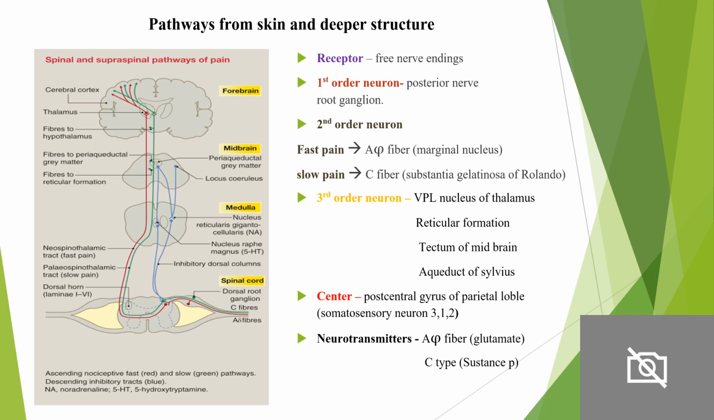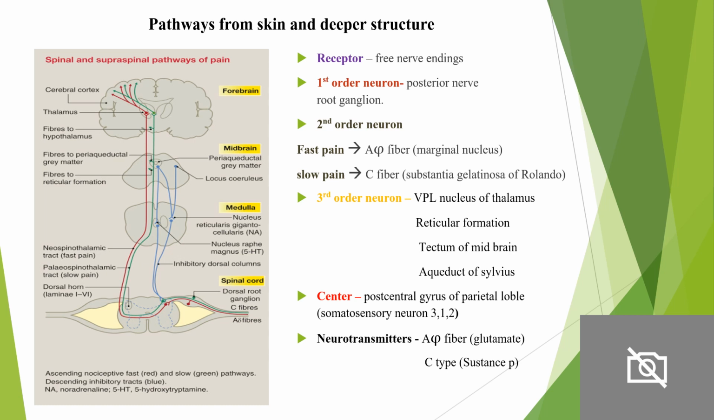Once it ascends up, we already know the third order neuron is present in the thalamus, the ventroposterolateral nucleus of the thalamus. That is the third order neuron. See this red one, the fast fiber, A delta fiber. It directly ascends up, passes through the medulla, midbrain and brainstem, and reaches the ventroposterolateral nucleus of the thalamus. That is the third order neuron.